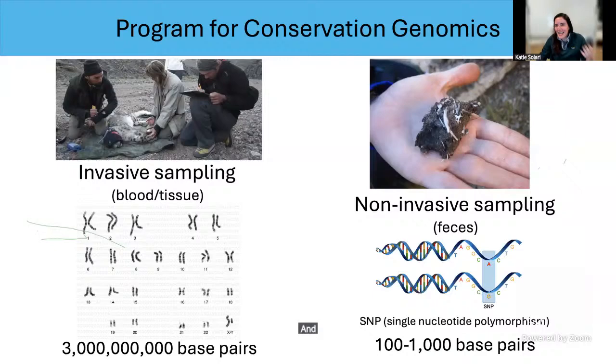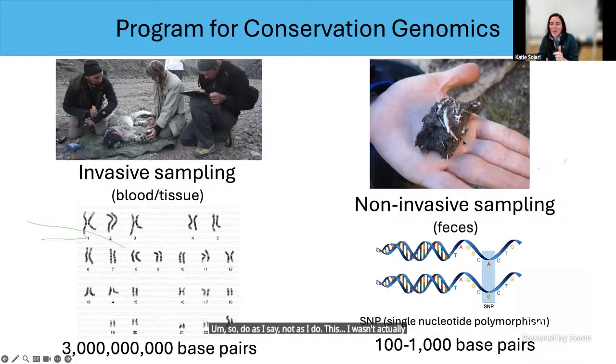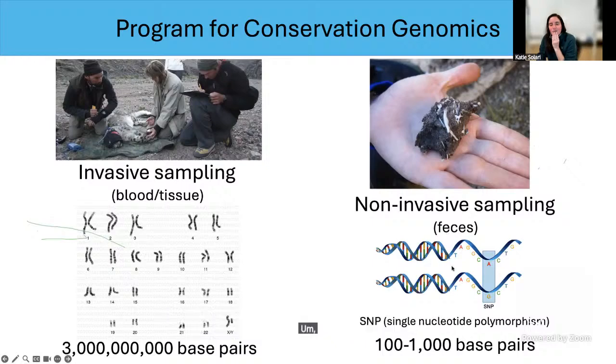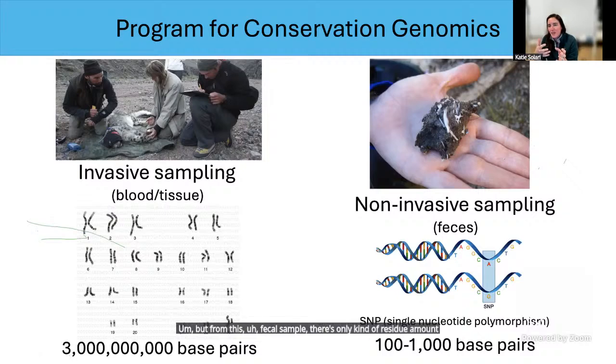And my PSA is, don't hold a fecal sample without a glove. So do as I say, not as I do. I wasn't actually doing snow leopard work at the time, but if you do want to study the feces of an animal, do wear a glove, because I'm contaminating this snow leopard feces with my own DNA in this photo. But from this fecal sample, there's only a residue amount of snow leopard DNA. And so we can't really get all 3 billion base pairs of DNA. What is more reasonable to aim to get is between 100 and 1,000 base pairs of DNA.